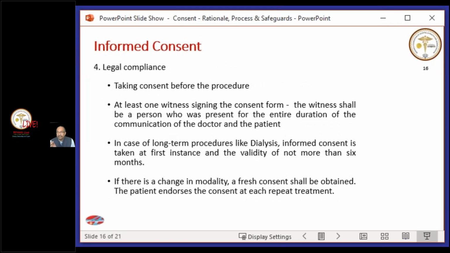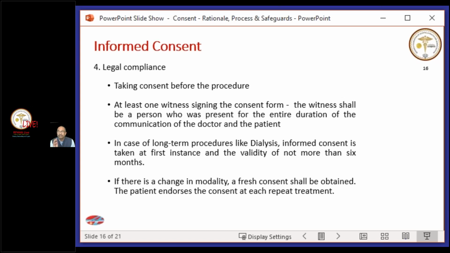The legal compliance requirements are that the consent has to be taken before the procedure. So it should be part of the checklists in the pre-op room, in the operation theatres and in the procedure rooms, where the pre-procedure checklist includes whether a consent has been properly obtained and recorded. At least one witness signing the consent form. The witness shall be a person who was present for the entire duration of the communication between the doctor and the patient.